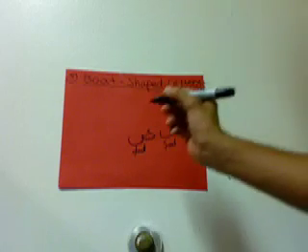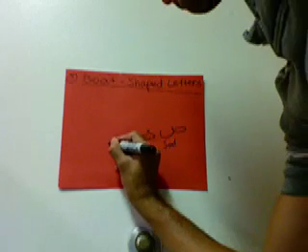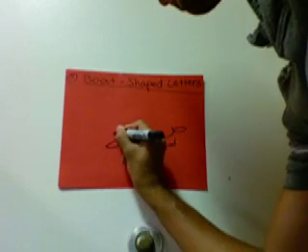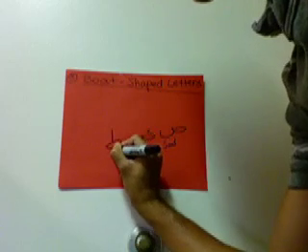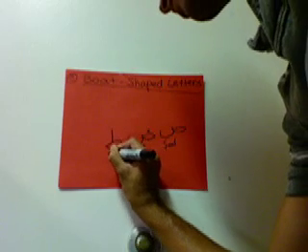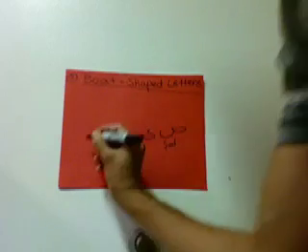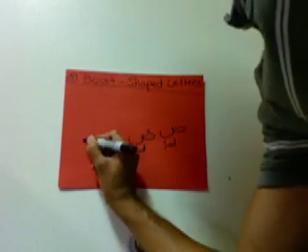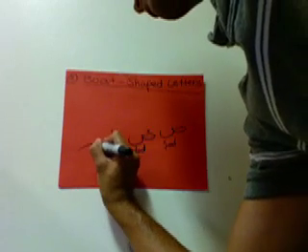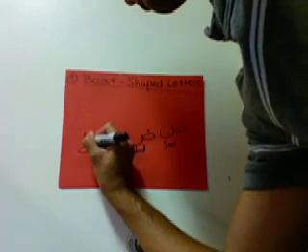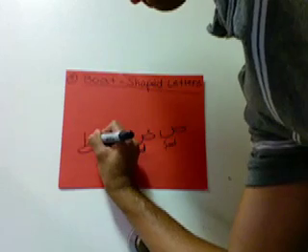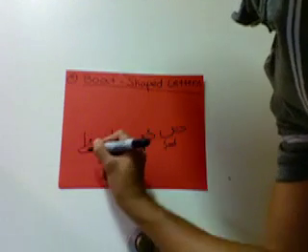The next letter is the Tah. Looks like this. And finally you have the Zah, which looks like this and only has a dot on top.